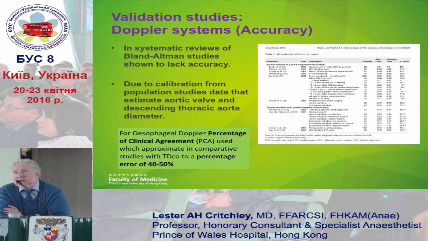Doppler systems suffer from the same problem with accuracy in Bland and Altman studies. But this is because of the way they're calibrated. Because to calculate the stroke volume, you also need the area of the aortic valve or pulmonary valve.